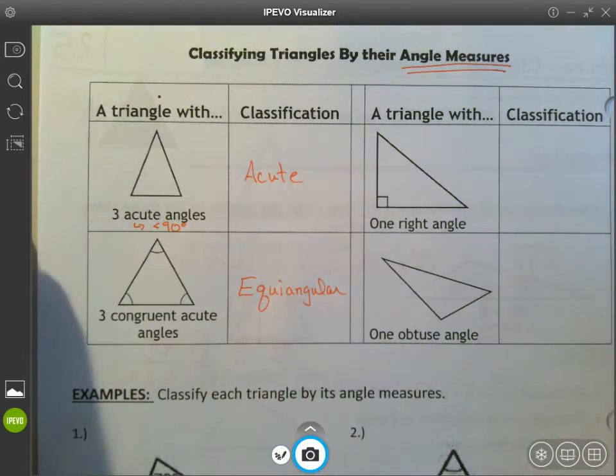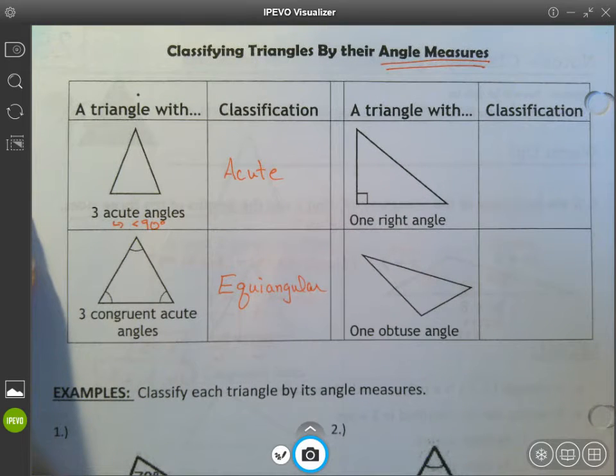Now, do you remember how many degrees are in a triangle? Well, how many degrees are in a square or a rectangle?